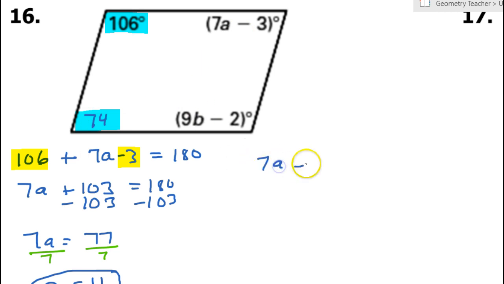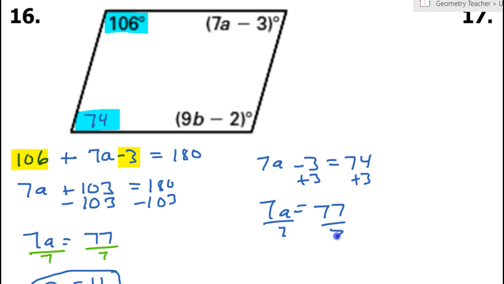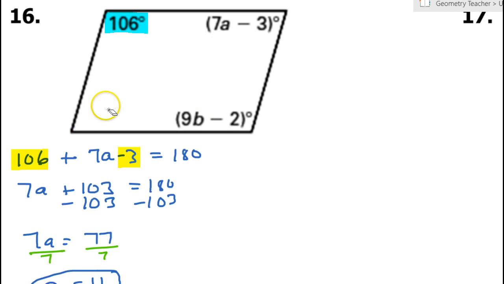I could have gone 7a minus 3 is equal to 74. Then I would have added 3 to both sides, so that would have been 7a is equal to 77. Divided by 7, a is equal to 11. Okay, so that's just another strategy you can use if you want. Anyway, for now, let's go back to finding b.